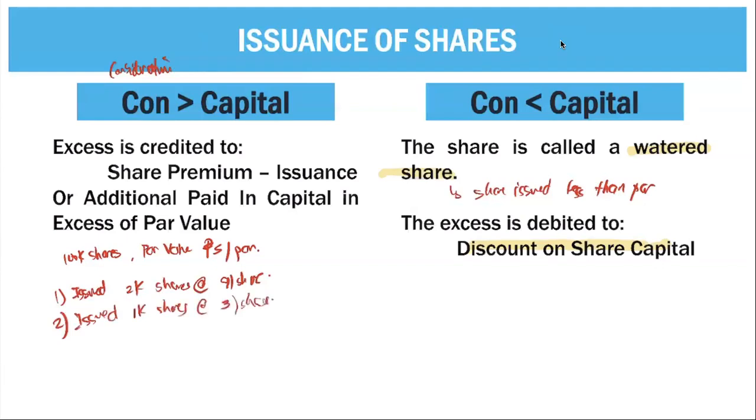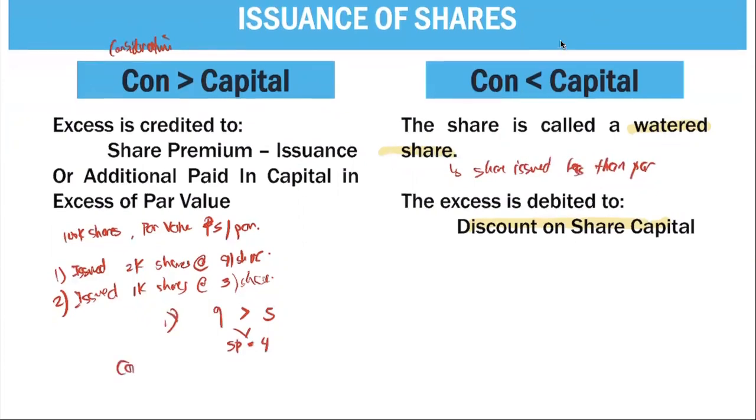Okay, so we account for the first one. Issued 2,000 shares at 9 per share. So if we issue 2,000 shares at 9 per share, what is our consideration? 9 per share. What is the amount of our capital or par value? Our par value is equal to 5 pesos per par. 9 is greater than 5, so the difference should be placed in share premium, that is 4.